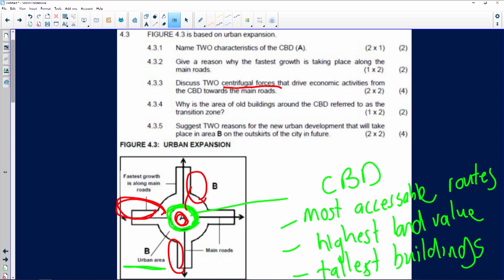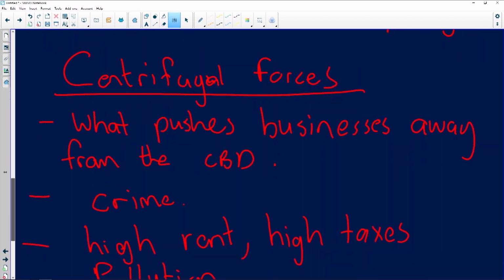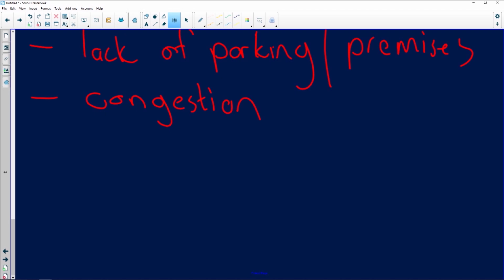If we quickly have a look at the next question, 4.3.4, what is the area of old buildings around the CBD referred to? The transition zone. So we have touched on that in the previous lesson. What is the transition zone? It's the zone of decay. Okay. Now, the reason why it's a zone of decay, or a zone of transition, is because it's got mixed functions.